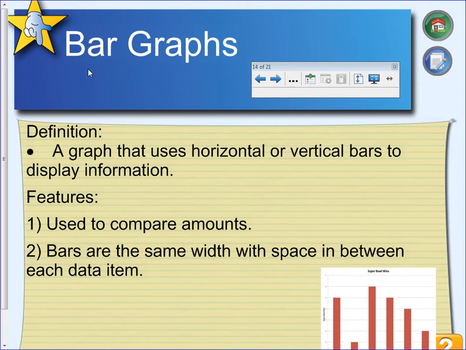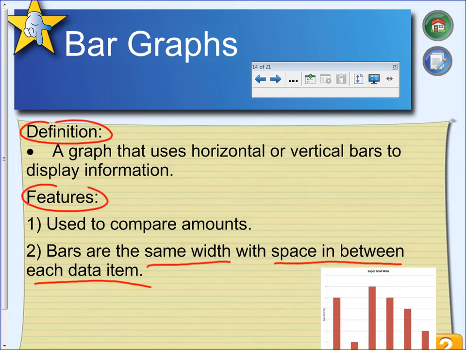Okay, I know you've seen bar graphs before. They're probably one of the most popular types of graph that you can come up with if I say name a graph. But the big thing with a bar graph is to understand that the bars are the same width, with space in between each data item. Make sure you guys write down the definition as well as the features. If you need time, pause it please, and you guys can get that down.